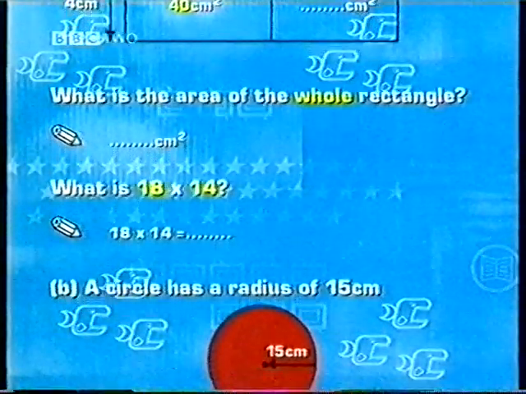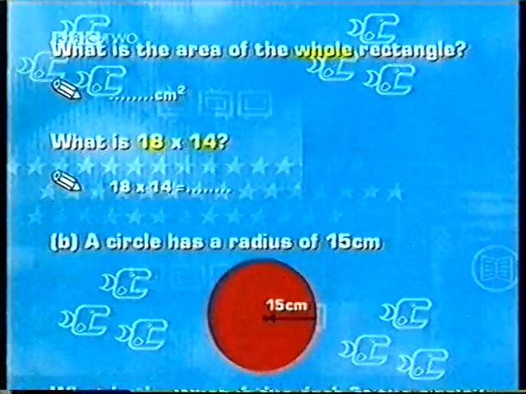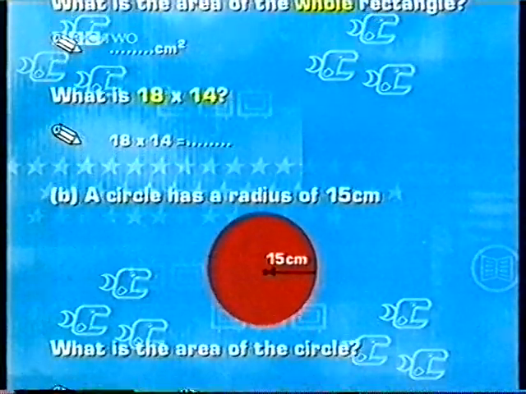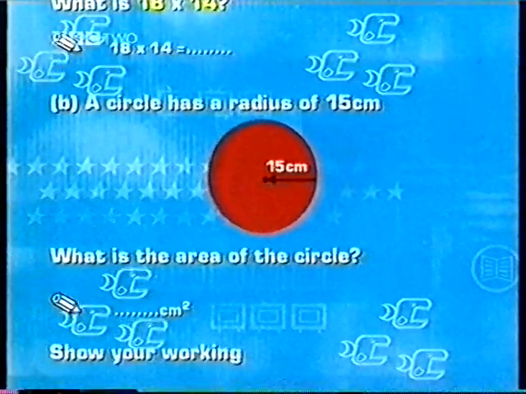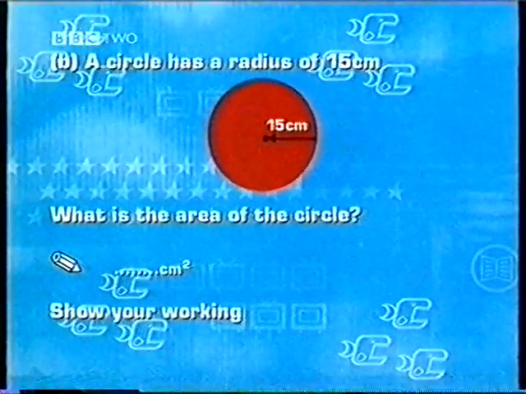Part B. A circle has a radius of 15 centimetres. What is the area of the circle? You have to write your answer in centimetres squared. Show your working.